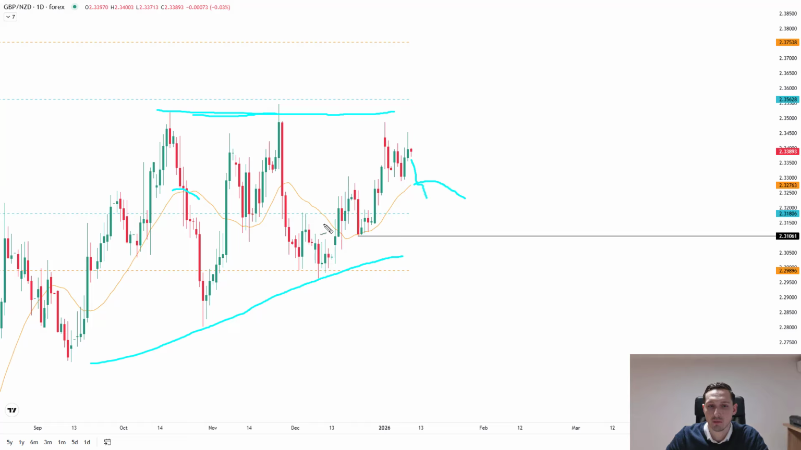I mean, you can see the moving average here is ranging. We push down, we trade below the 2.31806.